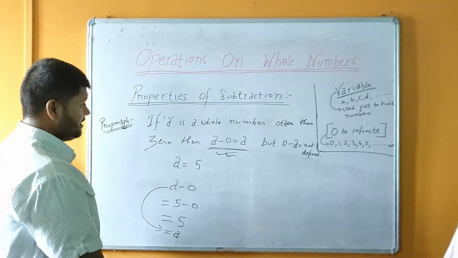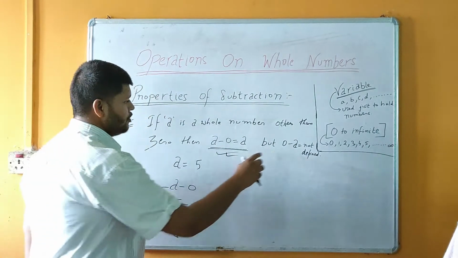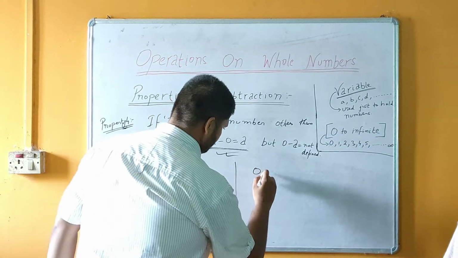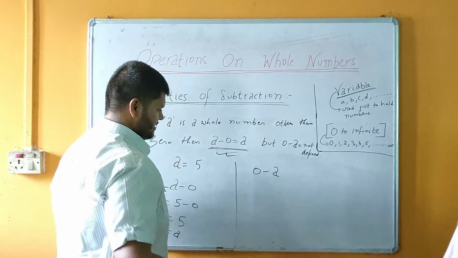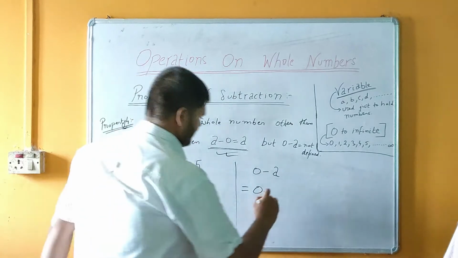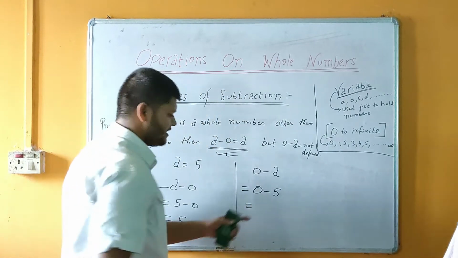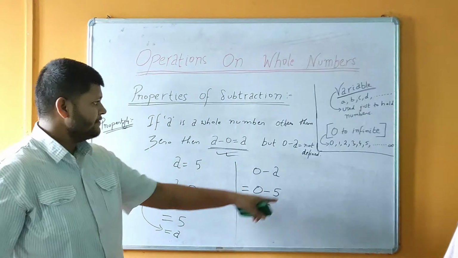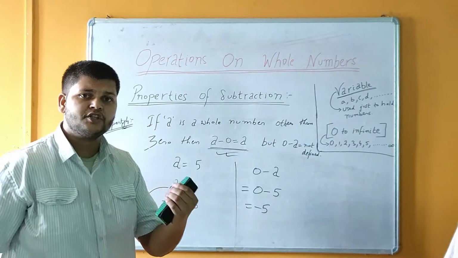Okay. But in reverse, when we try to do, what is that? 0 minus A. Let us do it then. 0 minus A is nothing but 5. So 0 minus 5 is nothing but minus 5. So can you say this minus 5 lies within this range, that is 0 to infinity?